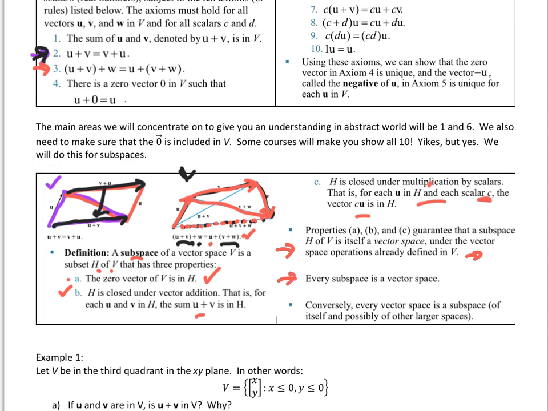Then every subspace is a vector space, so I already said that. And conversely, every vector space is a subspace, possibly of other larger spaces. So all three of these things say that we interchange the words subspace and vector space with each other. Good or bad, that's what we do. Or at least that's what I'm going to do.